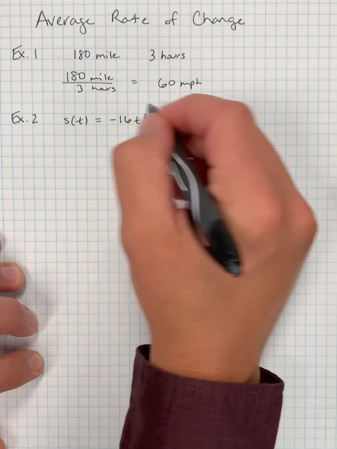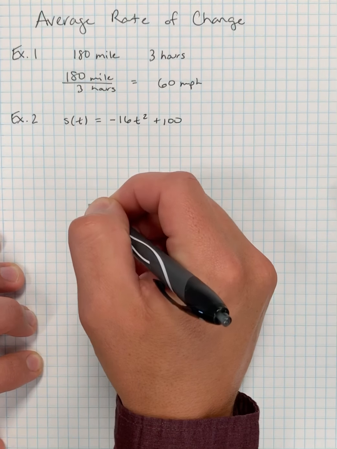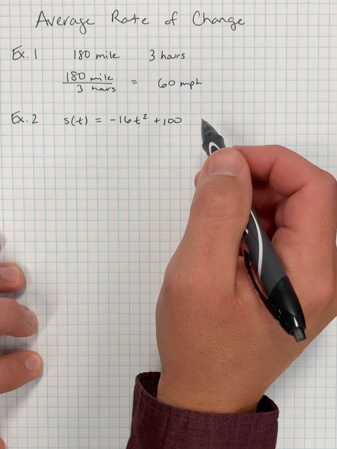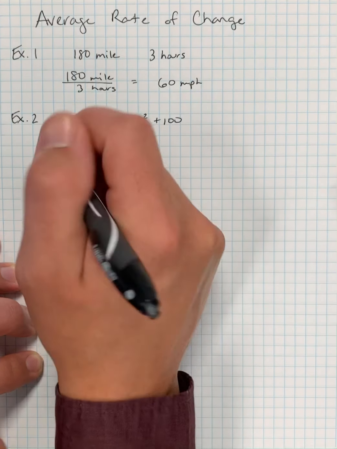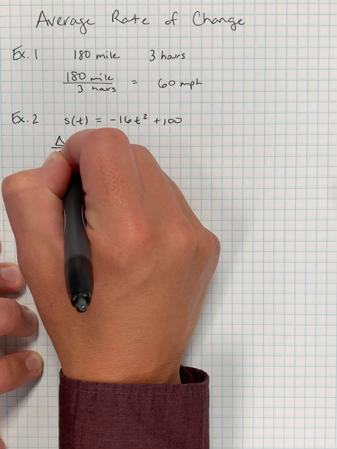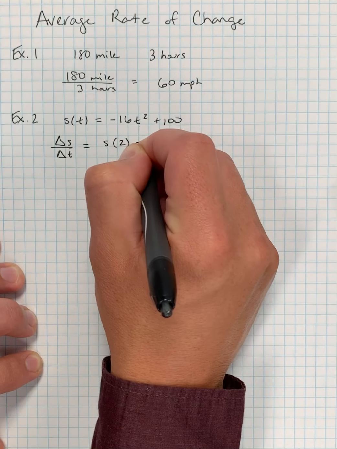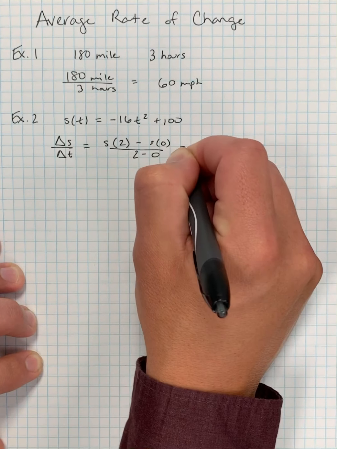In other words, this is giving us the position at any given time t of the ball as it's being dropped from what you can assume is a height of 100 feet. We're looking to find the average velocity over the first 2 seconds, so we really need the change in distance over change in time. More specifically in this case, s of 2 minus s of 0 over 2 minus 0.